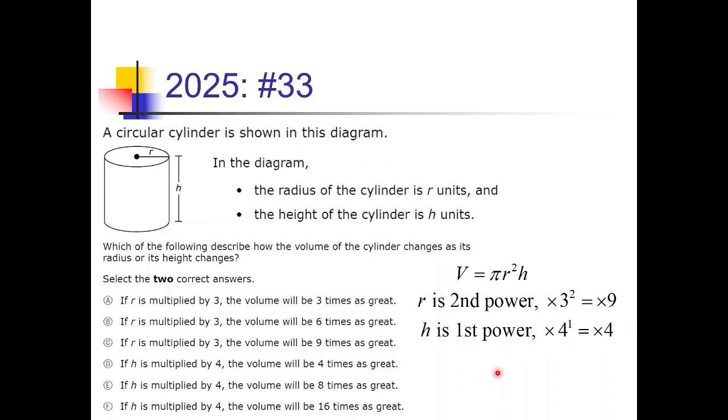So going through our answer choices then, we see that R is going to be increasing the volume by 9 if R gets multiplied by 3, so choice C. And for the H's, if we multiply H by 4, then the volume is 4 times as great. So choices C and D.